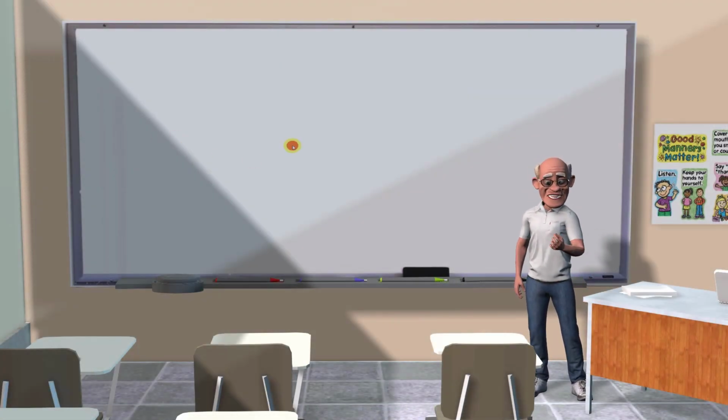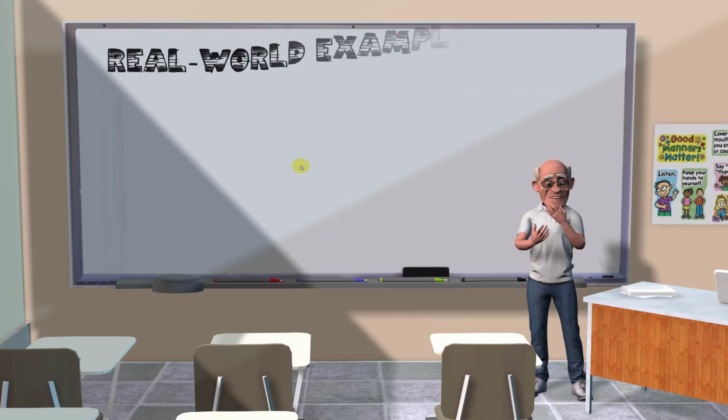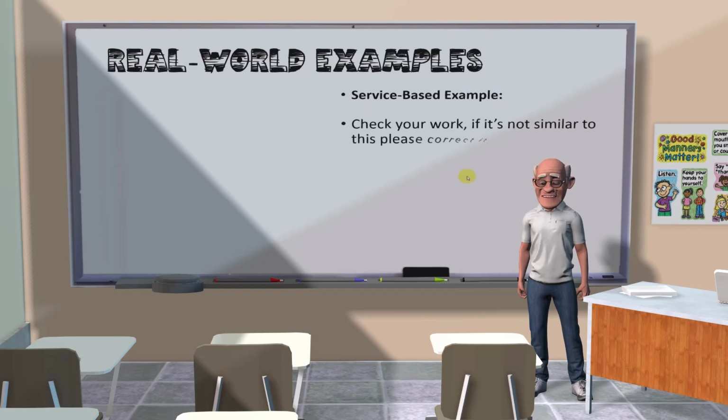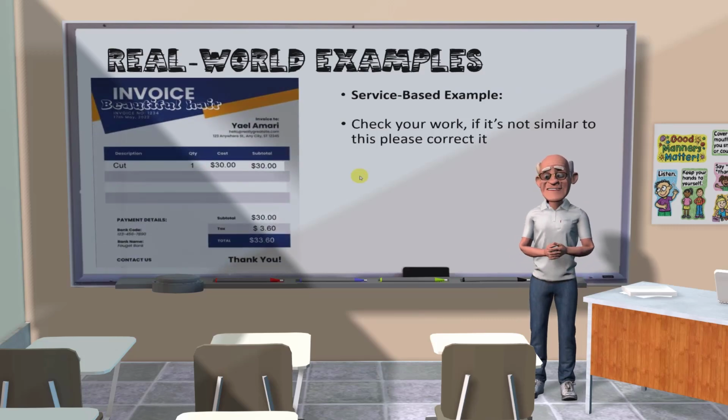Once again, let's have a look at our real world example of the service-based example. That is where somebody does something for you, like a plumber, a haircut, or whatever the case might be. So check your work, and if it's not similar to this one, please correct it. All that's really important that you show is that this has been a haircut. It was one for $30, and of course we've got our tax rate, which was 12%. 12% of the $30 is $3.60 that gets added onto that, and the consumer must pay $33.60.